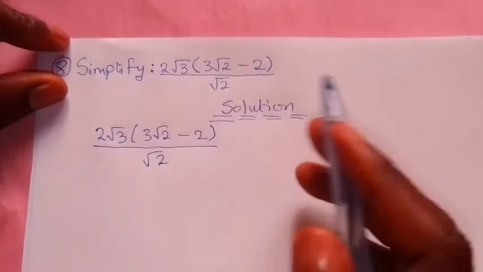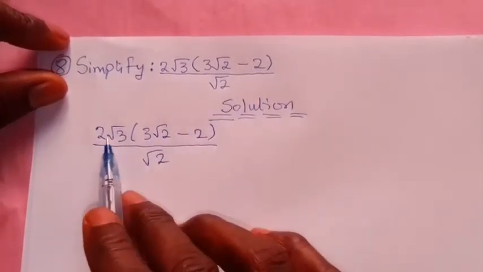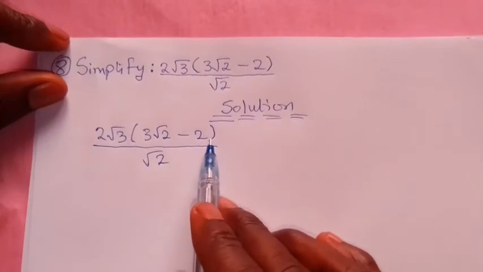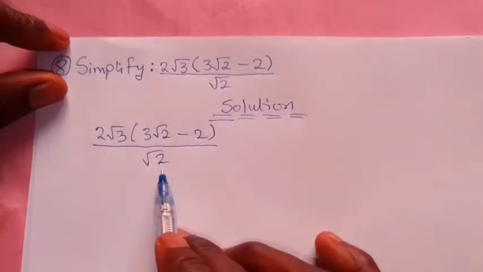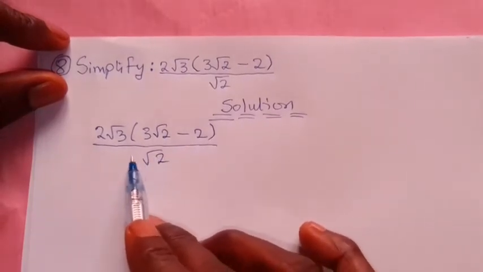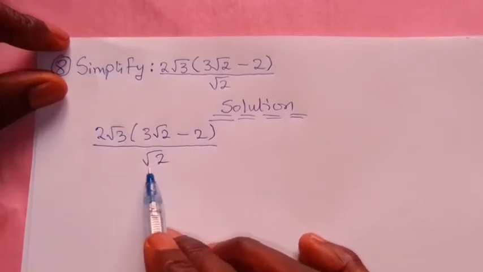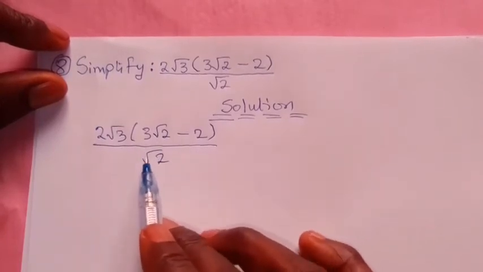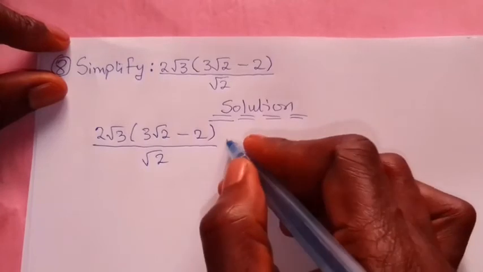Now, there are many approaches I can take here. I can decide to distribute this into the bracket, or I can choose to, first of all, rationalize the denominator. To rationalize the denominator means to make this irrational surd become a rational number. So how do we do that? Here is how we do it.